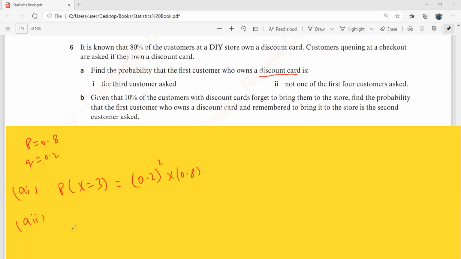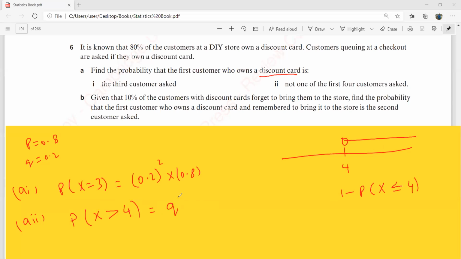No problem with that. It says not one of the first 4 customers asked. Okay? So this means probability X is greater than 4. Okay, so none of the first 4 had the card. So if I show you on the number line, this is your 4 here. So this is going to be 1 minus the probability X is less than or equal to 4, which is simply going to be Q raised to power 4. That means none of the first 4 had a card. Okay, so this is going to be 0.2 raised to power 4.